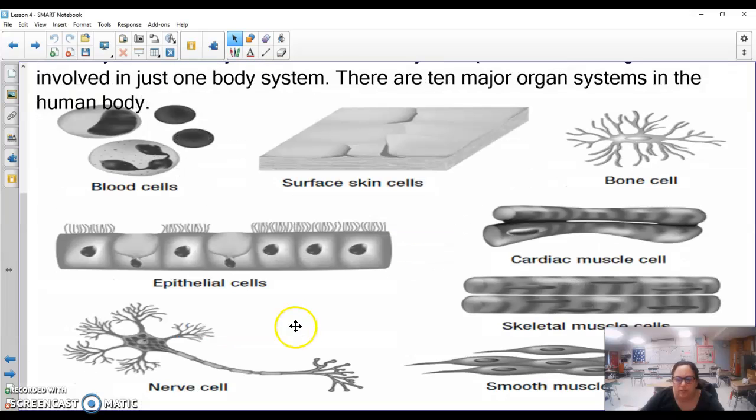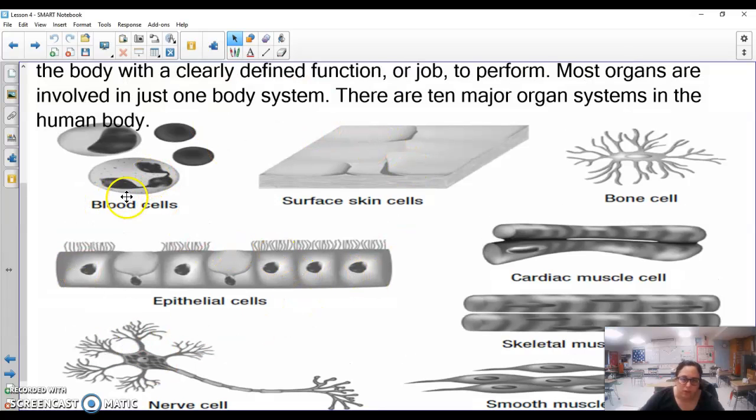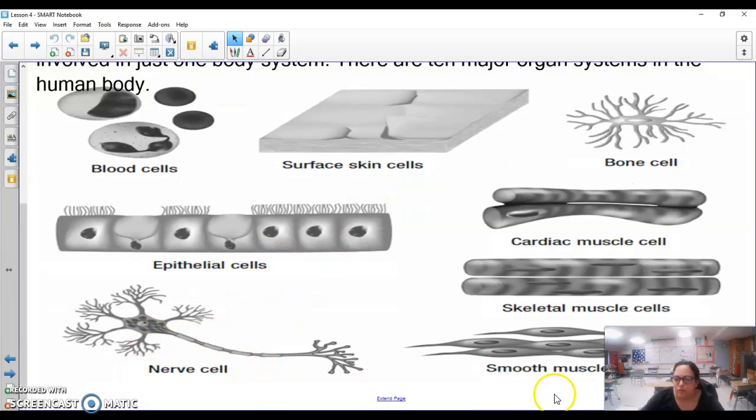So if we look back at this, friends, these are your skin, has blood cells, surface skin cells, epithelial cells, your nerve cells, and then over here we have some bone cells, cardiac muscle cells, skeletal muscle cells, and the smooth muscle cells.